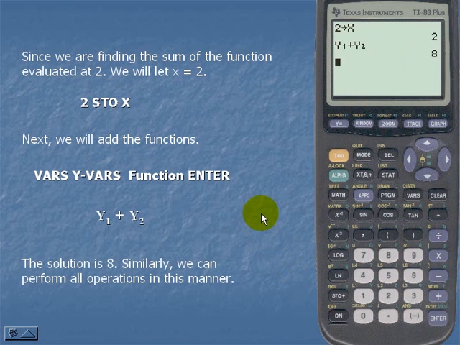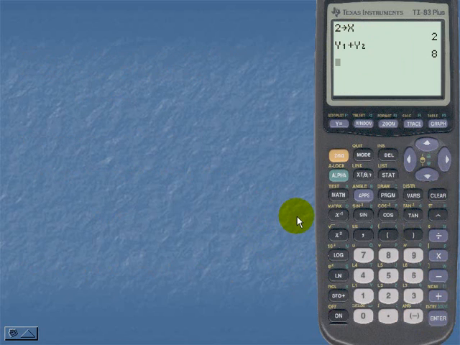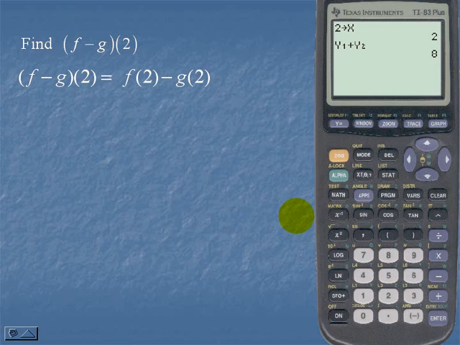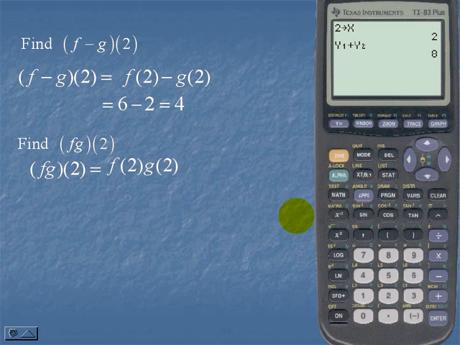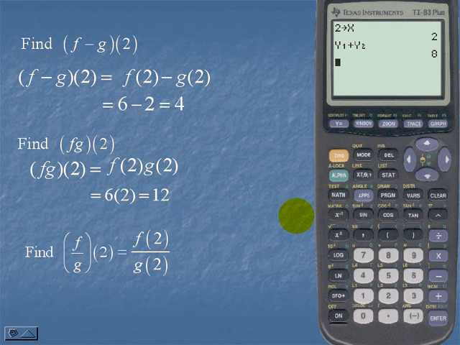Similarly, we can perform all operations in this manner. We can find f minus g of 2. So using the formula, f minus g of 2 is f of 2 minus g of 2. And from our previous calculations, we know that f of 2 is 6 and g of 2 is 2. So f minus g of 2 is 4. f times g of 2, by using our formula, is f of 2 times g of 2, which is 12. For our quotient formula, f divided by g of 2, that's 6 divided by 2, which is 3.